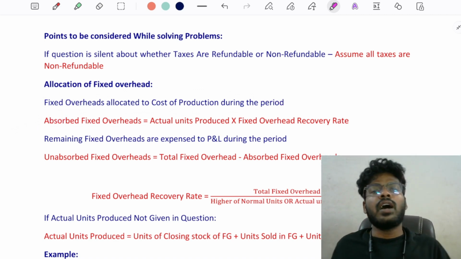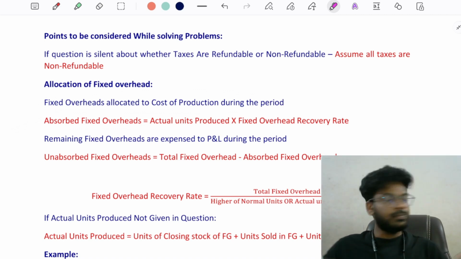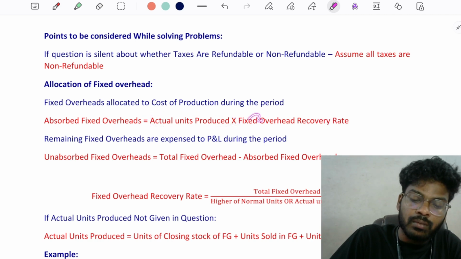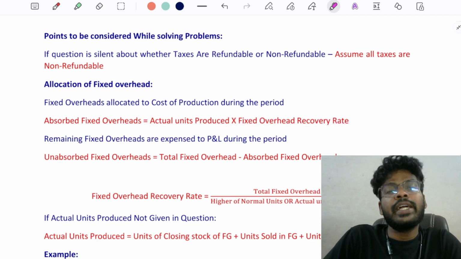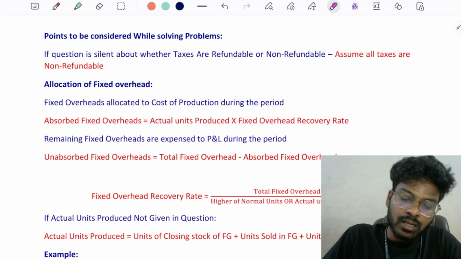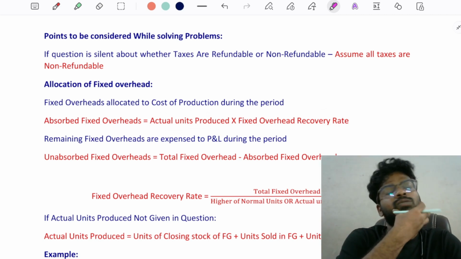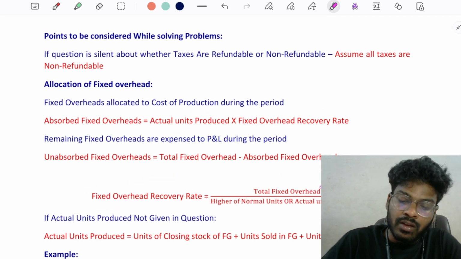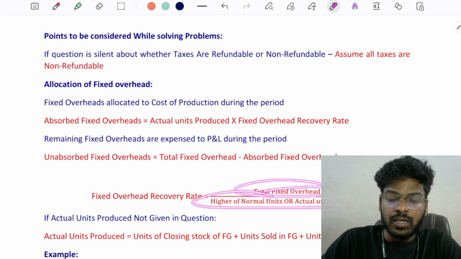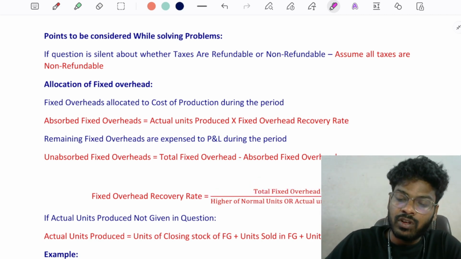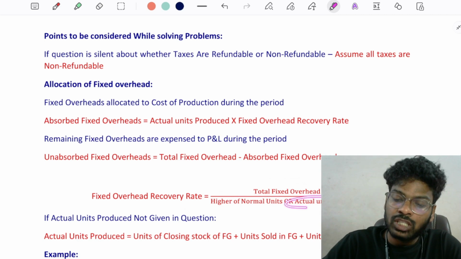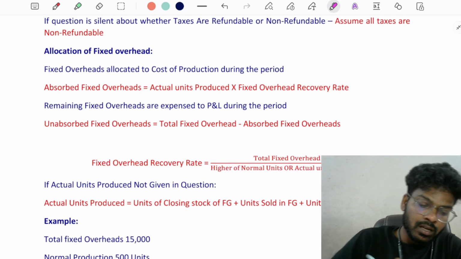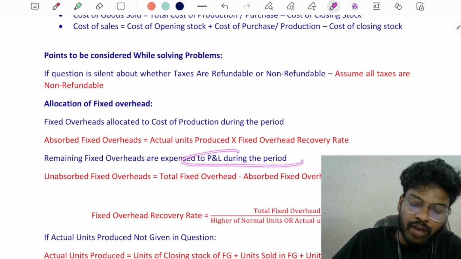How will you compute the absorbed fixed overhead? Absorbed fixed overhead is actual units produced multiplied by the fixed overhead recovery rate. How will you compute the fixed overhead recovery rate? Total fixed overhead divided by the higher of the following: normal units or actual units produced. So the remaining overhead will be transferred to profit and loss account.